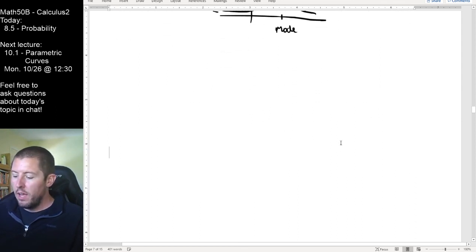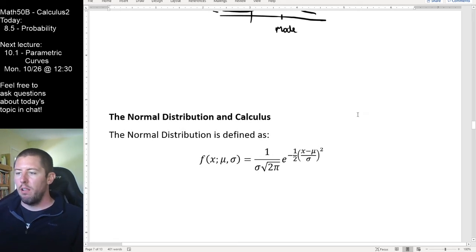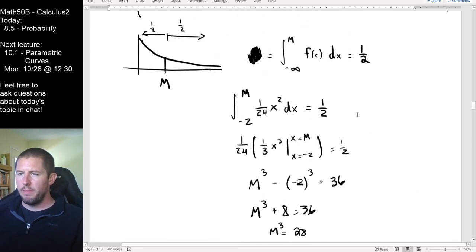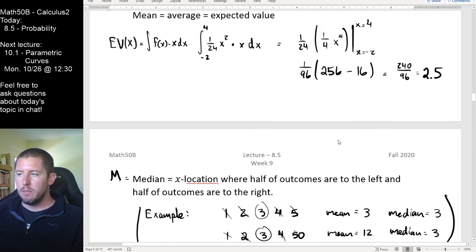So what I would like to do now is bring this back to wrap up today with what is our most important distribution in all of statistics, which is the normal distribution. By the way, did I finish answering this question? Mean, median, and mode of the distribution. Okay, we got the mean is the expected value.